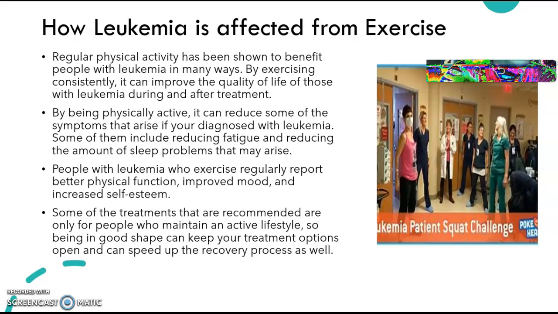By being physically active, it can reduce some of the symptoms that arise if you're diagnosed with leukemia. Some of them include reducing fatigue and reducing the amount of sleep problems that may arise during this time. People with leukemia who exercise regularly report better physical function, improved mood, and increased self-esteem. Some of the treatments that are recommended are only for people who maintain an active lifestyle. So, being in good shape and taking care of your body can really open your options for treatment and also speed up the recovery process as well.